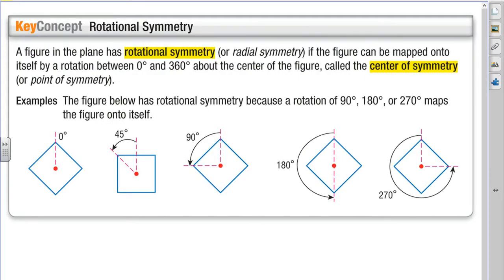Rotational symmetry. Rotational symmetry is a symmetry where the question is, if you rotate it about a point, like a center, they call it the center of symmetry, can you get the same figure again? So a figure in the plane has rotational symmetry, or we call it radial symmetry, if the figure can be mapped onto itself by a rotation between 0 and 360 degrees about the center of the figure, called the center of symmetry or the point of symmetry.